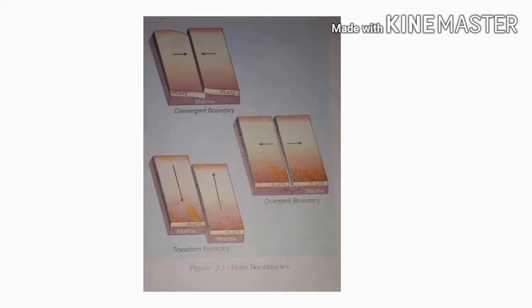The movement of these plates have changed the position and size of the continents over millions of years. Such movements have also influenced the evolution of the present landform features of India. What are the 3 types of plate movements? Convergent boundary, divergent boundary and transform boundary. Next one, how were Himalayas formed?